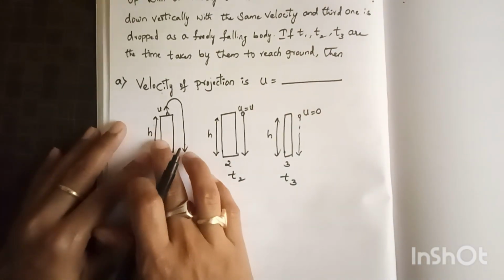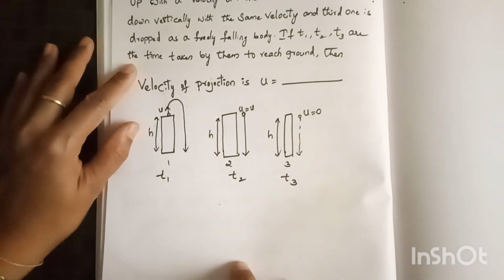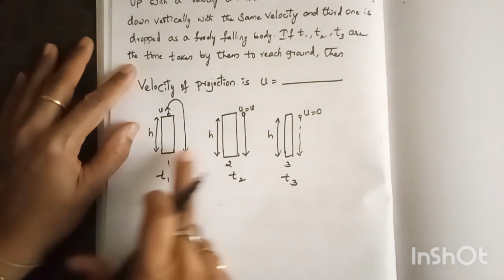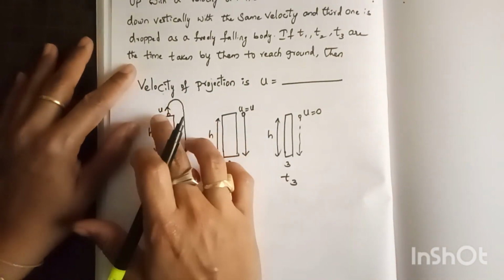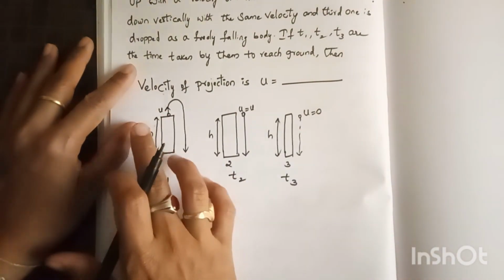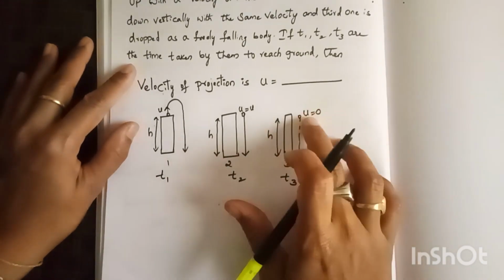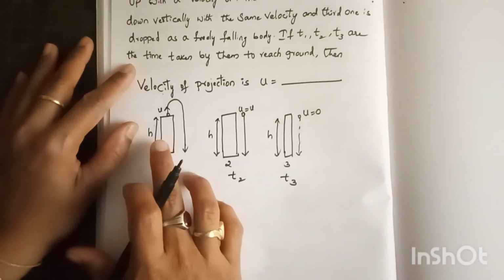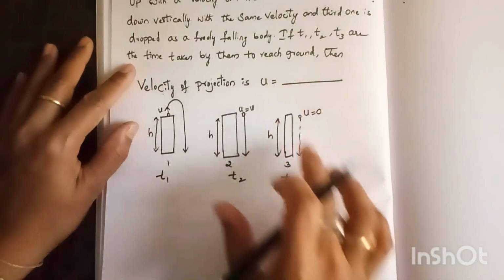By using the first and second bodies, we can find the velocity of projection. Why can the velocity of projection be found only for the first and second? Because we are projecting vertically up and throwing downward with the initial velocity u itself. So by using the first and second, we find the velocity of projection. But there is no velocity of projection for the last body because it is a freely falling body, u equals 0.